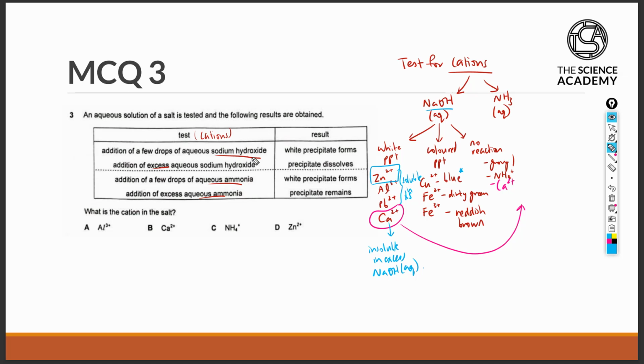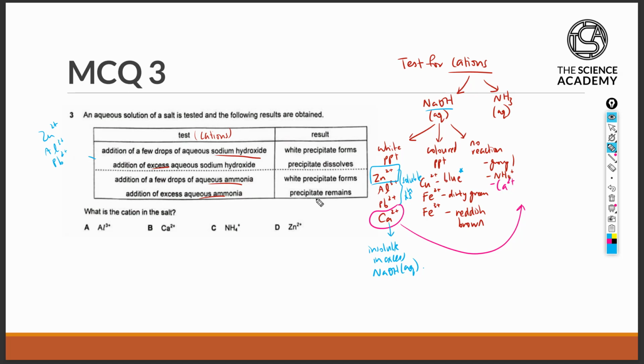So for test number 1, sodium hydroxide is used and a white precipitate is formed. So we have to look under this category, and it seems that the white precipitate dissolves when we add excess sodium hydroxide. So it cannot be calcium, it could be zinc, aluminium or lead ion. So let's write down here that it could be zinc, aluminium or lead ions.